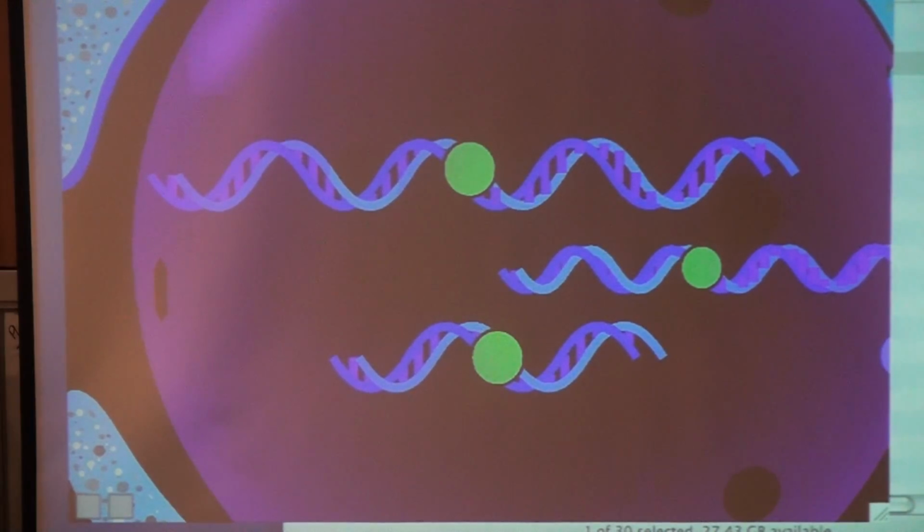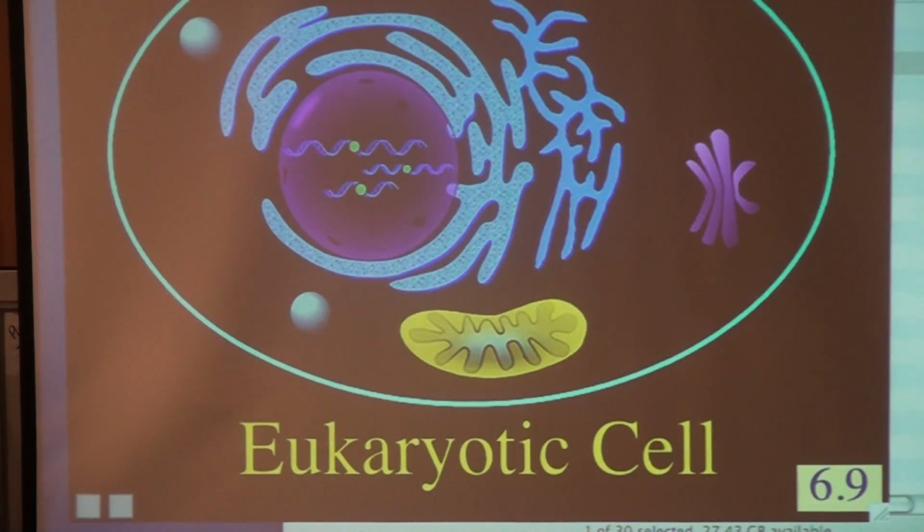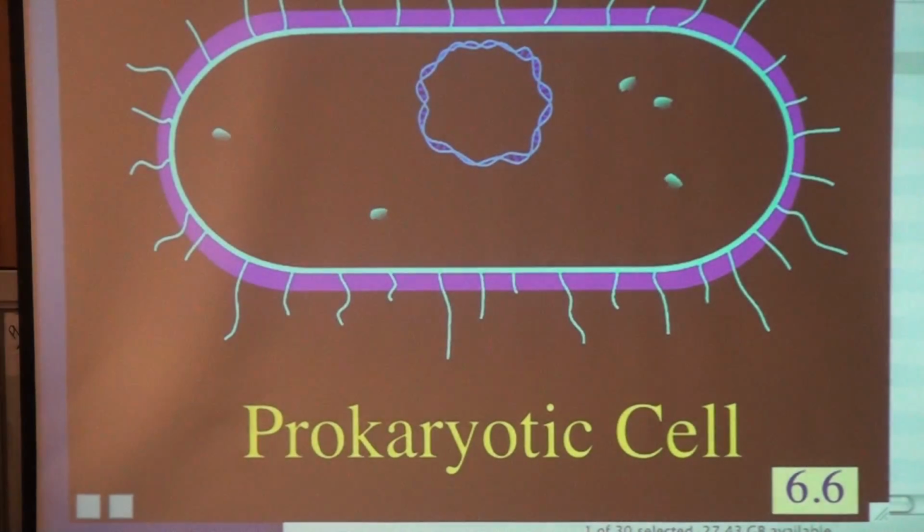In prokaryotic cells, you have a different situation. In prokaryotic cells, the chromosome is circular in shape.